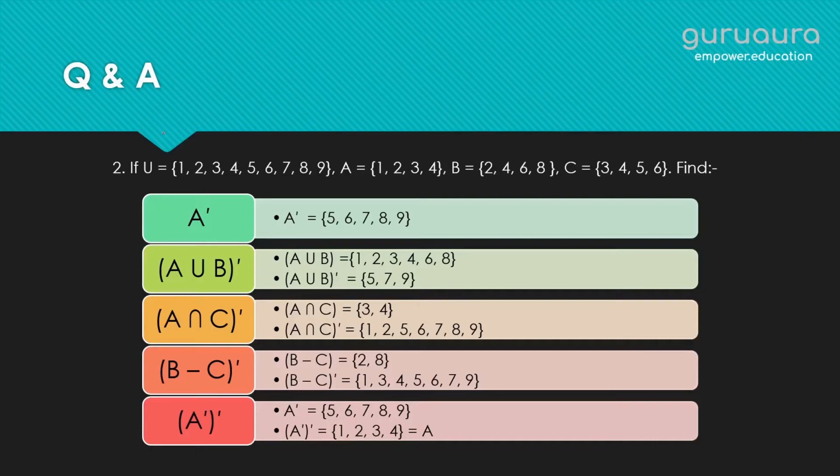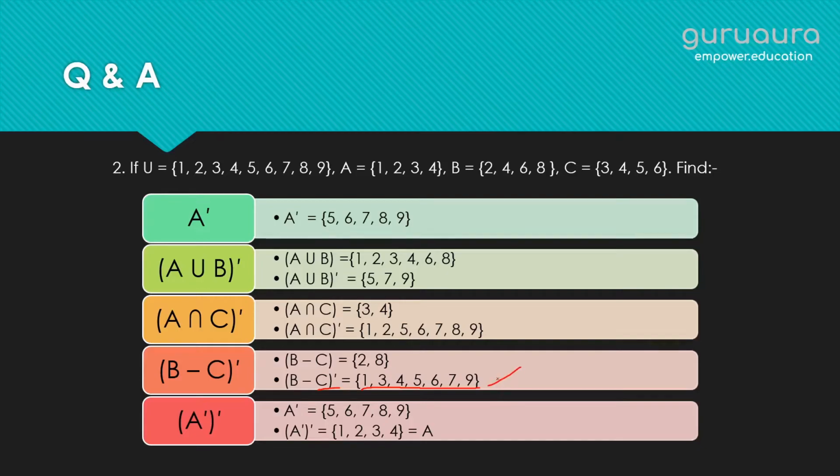Okay, so B minus C has the elements 2 and 8, and B minus C whole complement will contain the elements which are present in the universal set but is not an element of the set B minus C. Hence, the elements of the set B minus C whole complement are 1, 3, 4, 5, 6, 7 and 9.